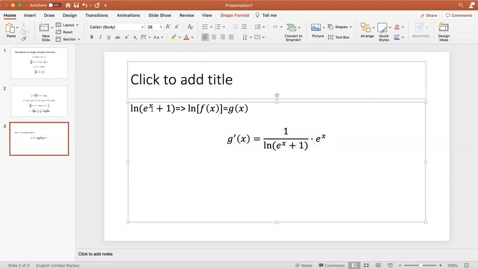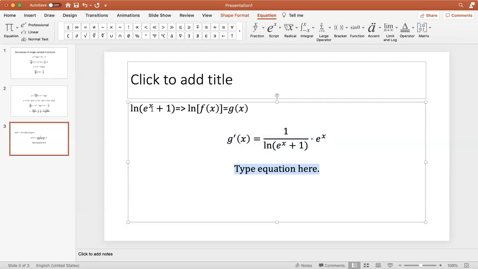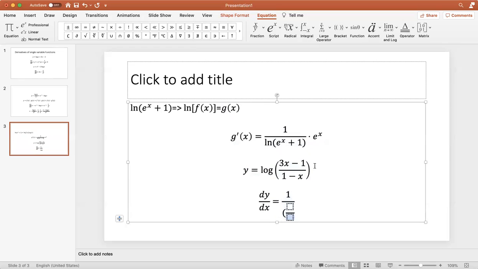Another example. Suppose you have a rather more complicated expression, y as a function of the log of (3x - 1) over (1 - x). To get the derivative of this expression, let's say this is dy/dx. That would be 1 over another fraction, which is (3x - 1)/(1 - x), times the derivative of the inner function. So what's this inner function? We can set this aside for a moment.